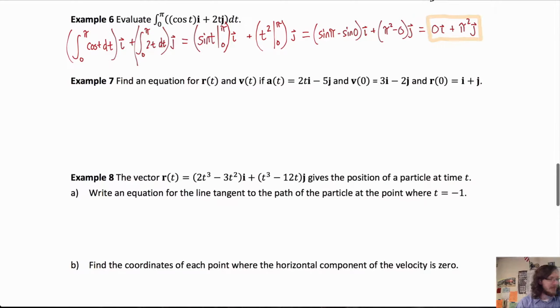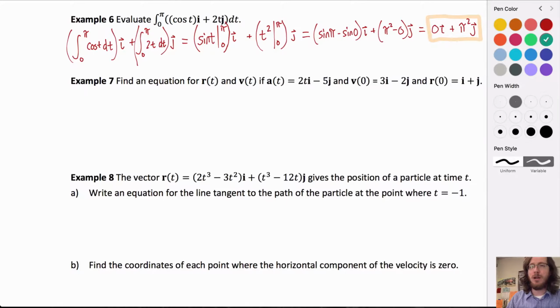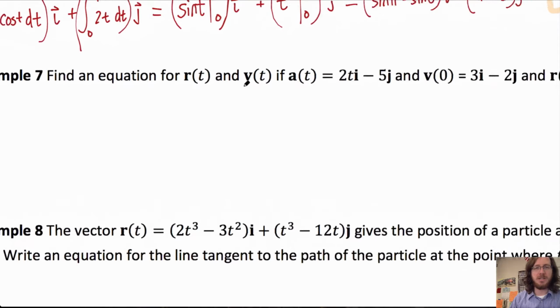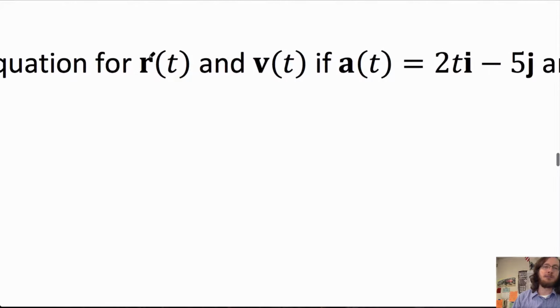Okay, two more examples. In example 7, it says find an equation for r of t and v of t if a of t equals what's given, with v naught and r naught given to us. So in this problem, we've got to understand that they're not just giving us these randomly named vectors. This guy here is our position vector. This is our velocity vector. And this is our acceleration vector.